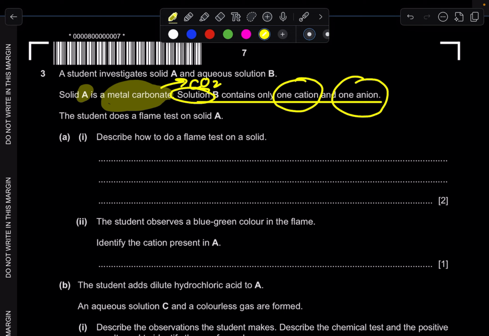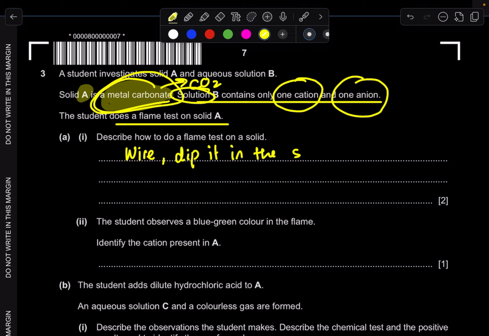The student does a flame test on A. Describe how to do a flame test. Okay, so how do you do a flame test? You take a wire and you basically dip it in the solution. The student does a flame test on A, and A is a metal carbonate. So basically, if we say it's a group 2 metal carbonate, it's probably going to be insoluble. So what we're going to do is use the solid. Now we do not have a solution because we're expecting it to be a solid.